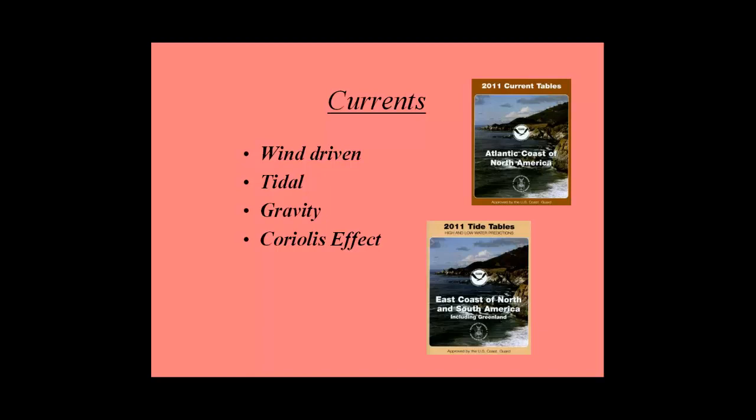The next thing I just want to mention are currents. Yeah, wind-driven currents, which we've been talking about. We have tidal currents, that is a swing in the tide elevation produced by the moon. We have gravity currents, that is flowing down a hill like a river. We have the Coriolis effect that we talked about before, and of course you have the tide tables and the current tables that have all the predictions for basically tides and tidal currents.